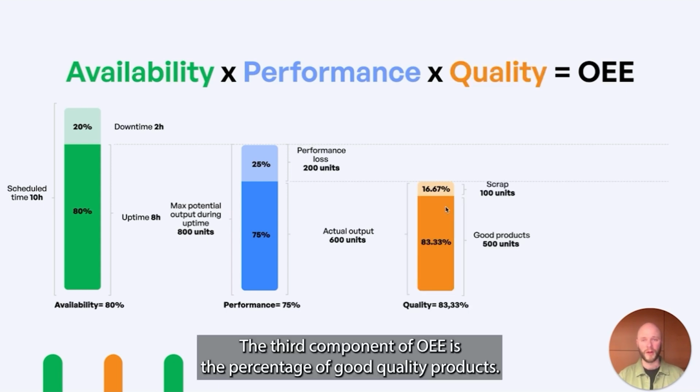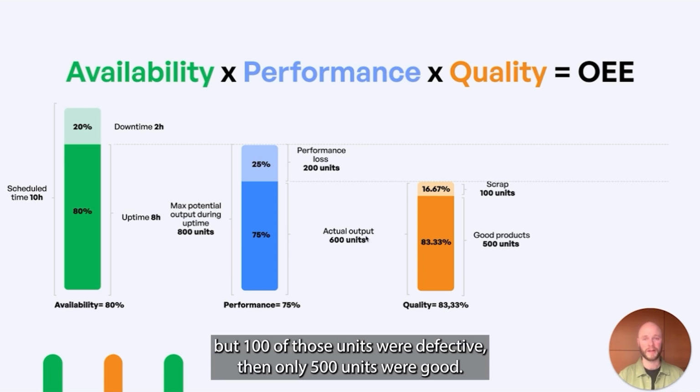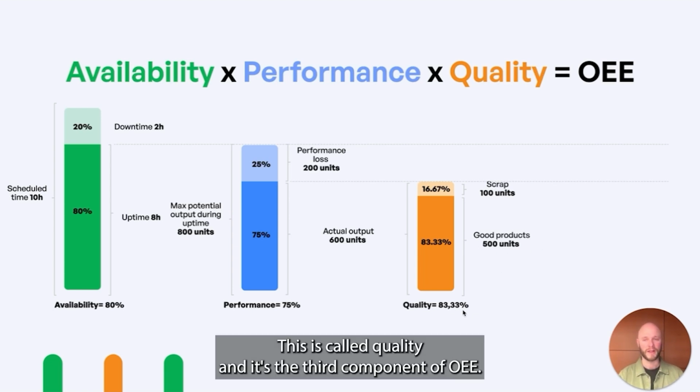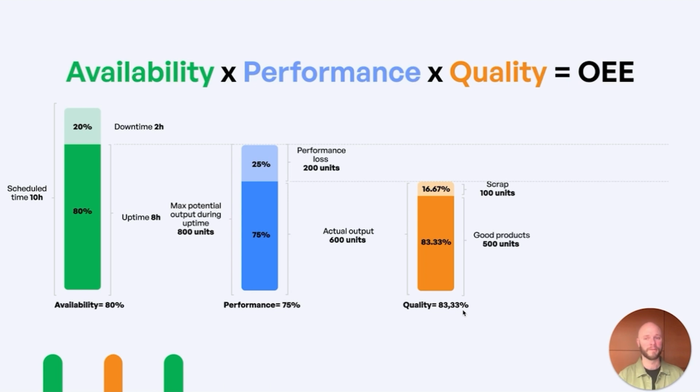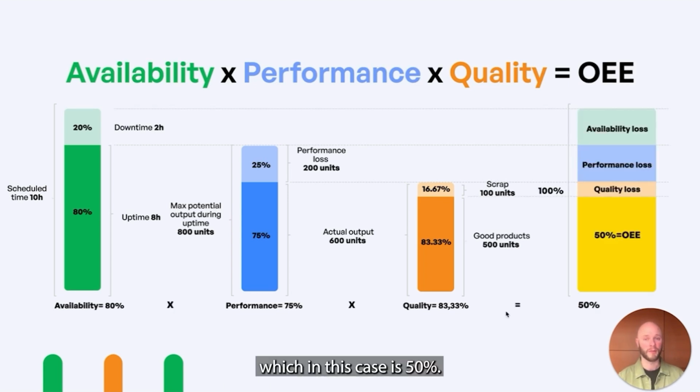The third component of OEE is the percentage of good quality products. Continuing with the same example, if you produced 600 units, but 100 of those units were defective, then only 500 units were good. So your good units make up 83.33%. This is called quality and it's the third component of OEE. All components multiplied together give you the final OEE number, which in this case is 50%.